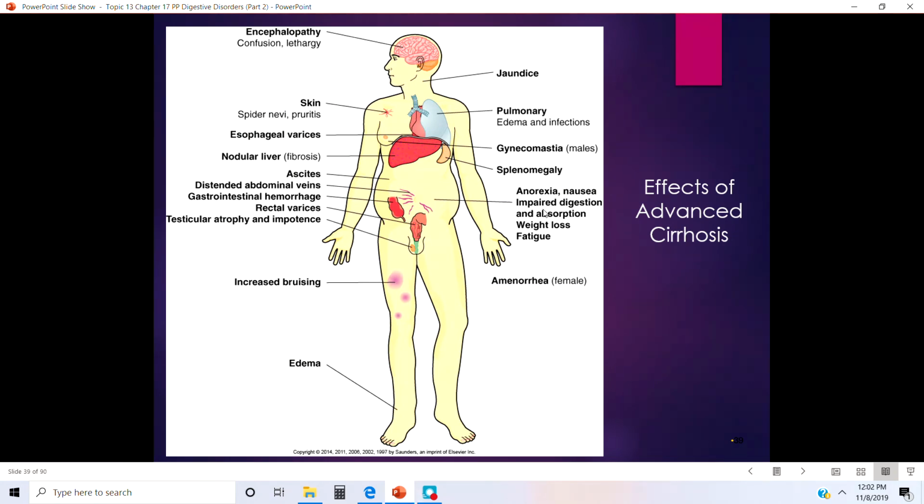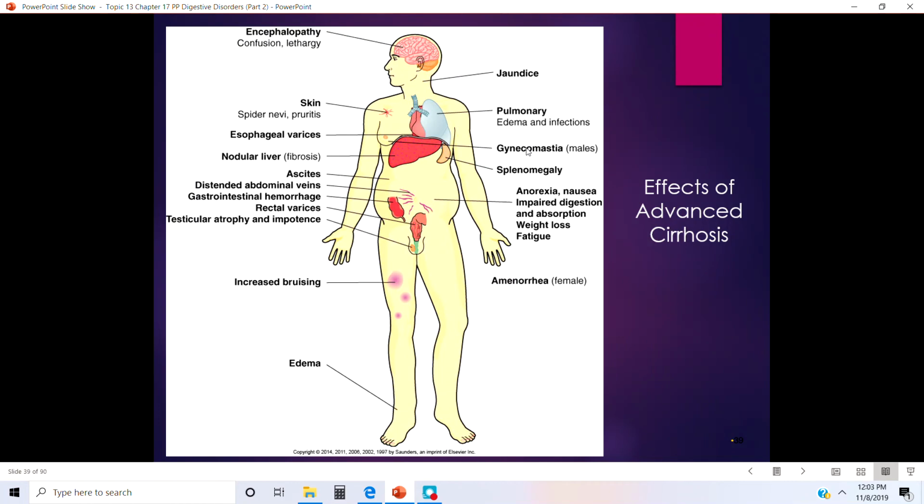Anorexia, nausea, impaired digestion, fatigue, weight loss, right? There's just things related to the digestive system. All right, so those are all, this is a pretty good picture too, just kind of showing some of the things. And then also the splenomegaly, I forgot to mention that. That was the enlarged spleen. Right, and then we get the hemolysis.